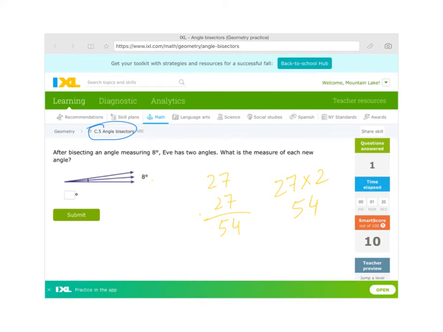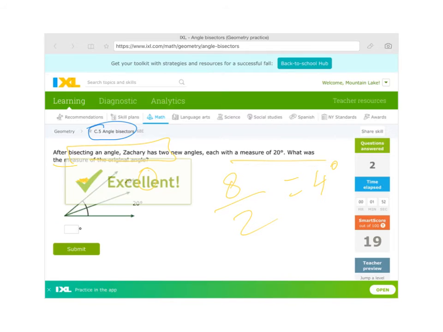Okay, let's erase this. Let's look at this. After bisecting an angle measuring 8 degrees, Eve has two angles. So the entire angle right now is 8, this entire thing. What is the measure of each new angle? So we are bisecting 8 degrees. So in this case, we'll divide it by 2. So what do we get? 4 degrees. Let's plug that in. So you'll get the gist of the exercise using this format.